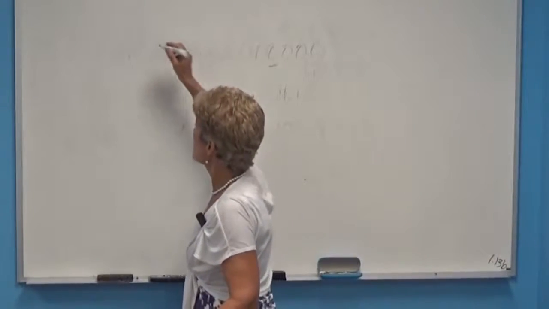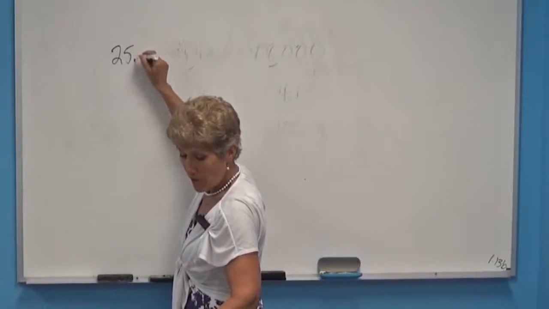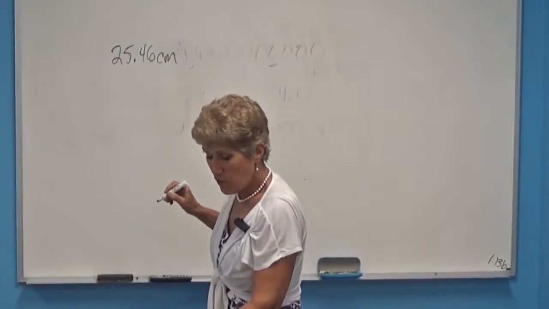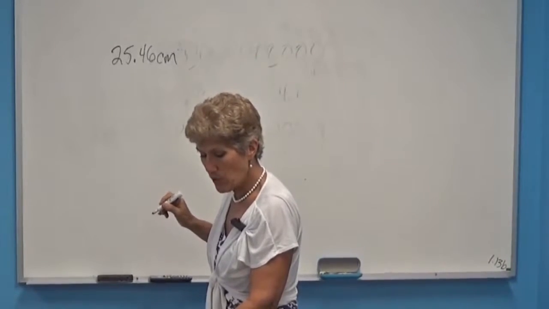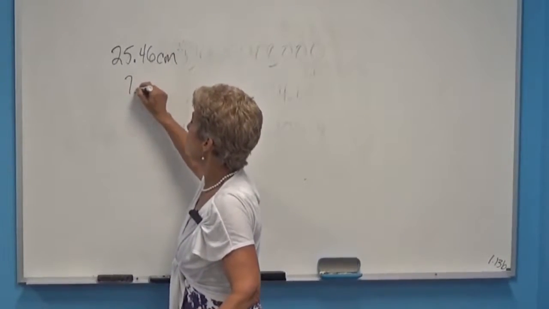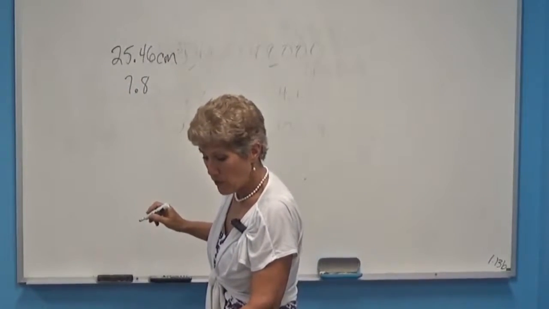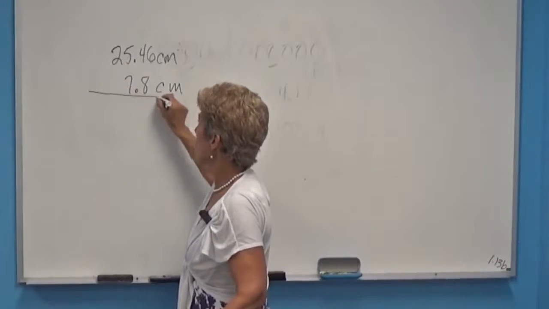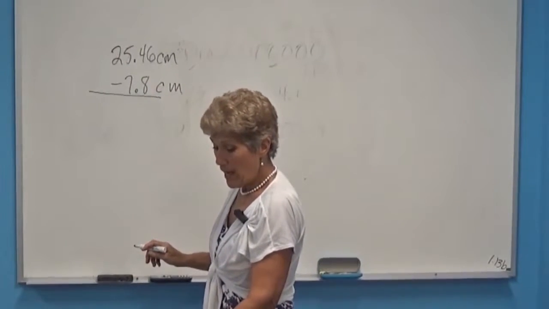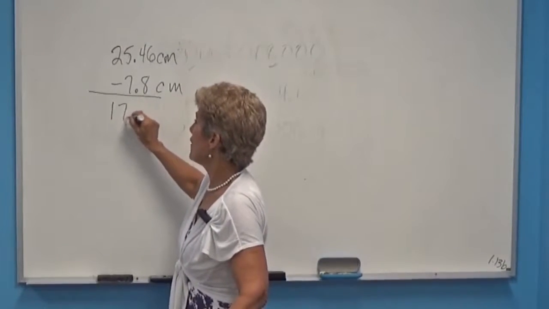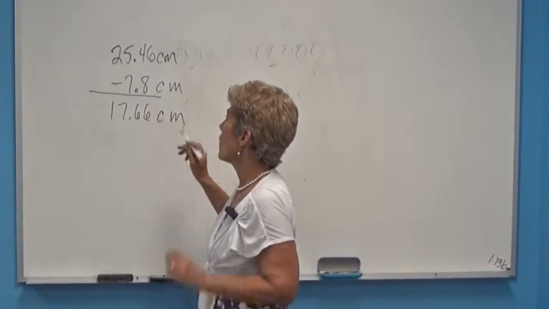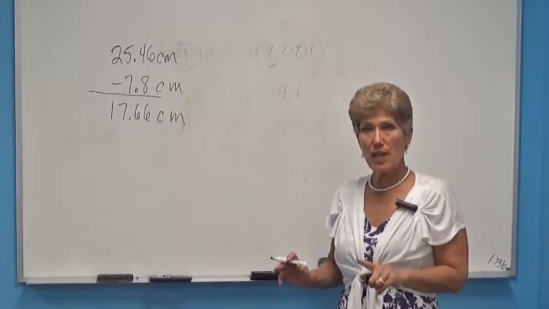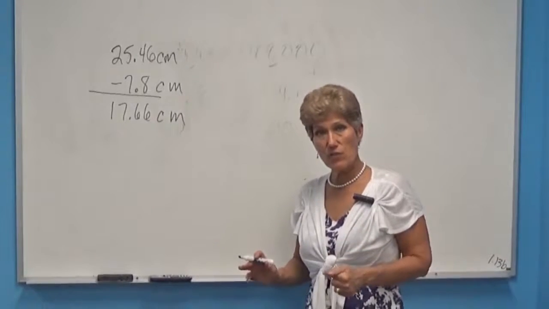The example given in the text is, we measure a knife to be 25.46 centimeters long. And then it says that if you measure the handle with a less precise ruler, we got 7.8 centimeters for the handle. And so if we want to determine the length of the knife's blade, we would subtract these two. And if you do that, the answer is 17.66 centimeters. But when you add or subtract, you have to go with the least precise of your instruments, and that's what your answer has to be in.